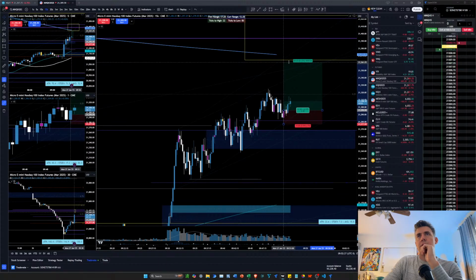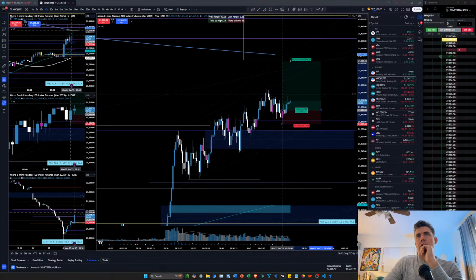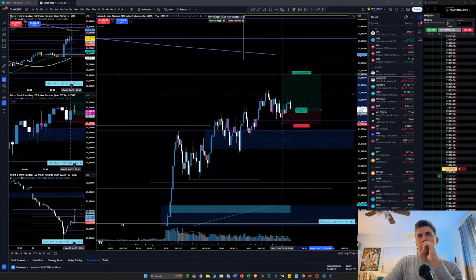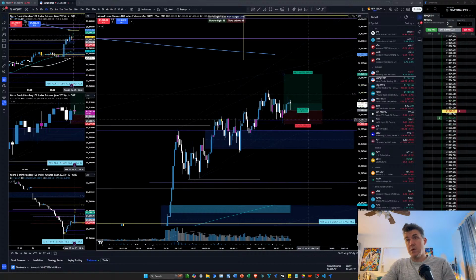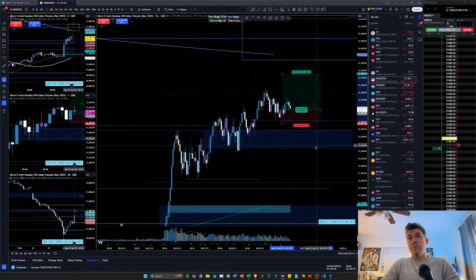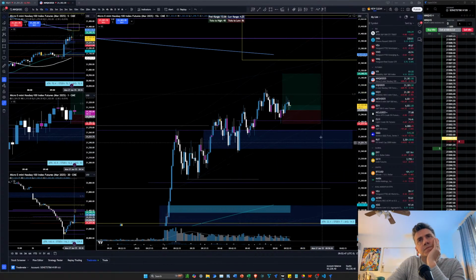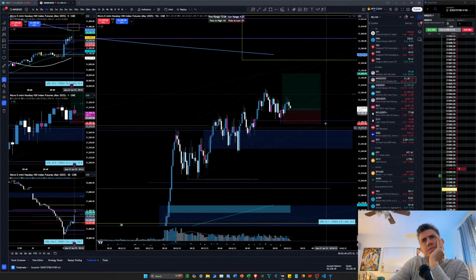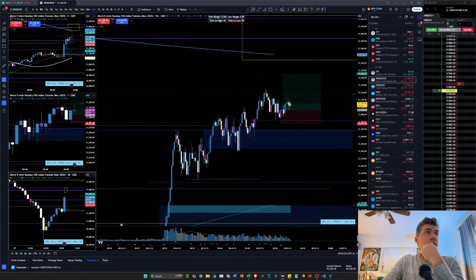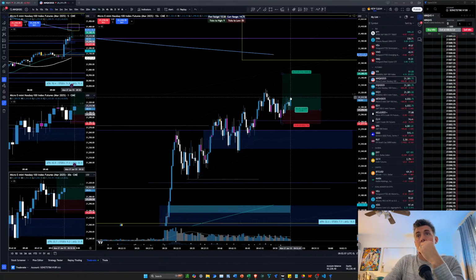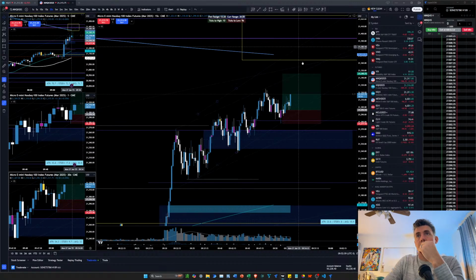Probably would take it to somewhere around, probably cut half the distance, so 50 points. Something like this. A couple ticks of slippage. There we go. Okay, now we're 50% of this range here. Back up.